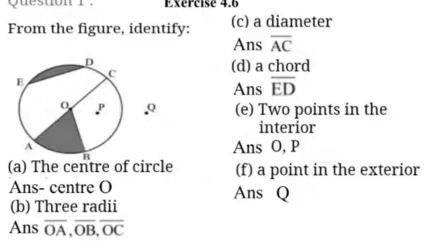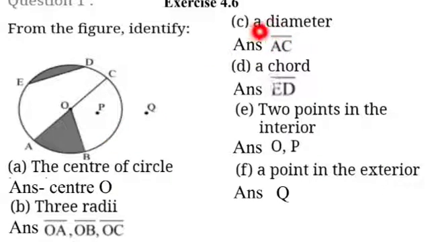Okay. So what is the center of the circle? You have to answer. Center O. What are the three radii? Radii are OA, OB, OC. So we can write it in this form: segment OA, segment OB, segment OC. Students, whenever you put this bar, one straight line, it is called a segment. What is it called? Segment.